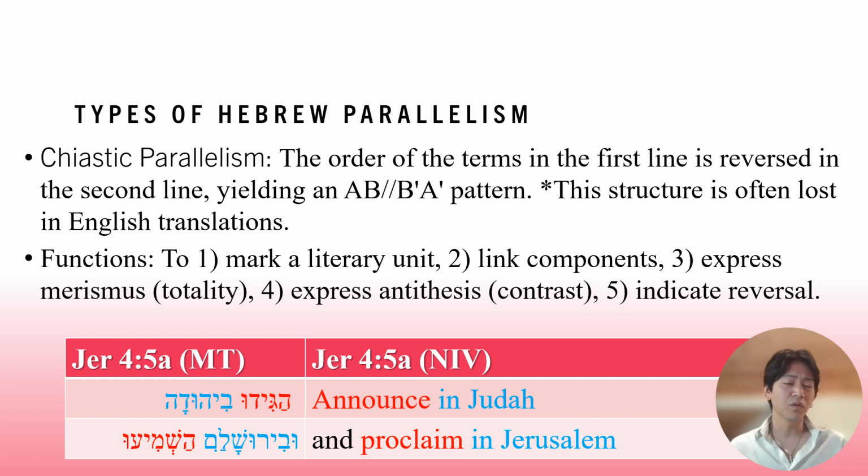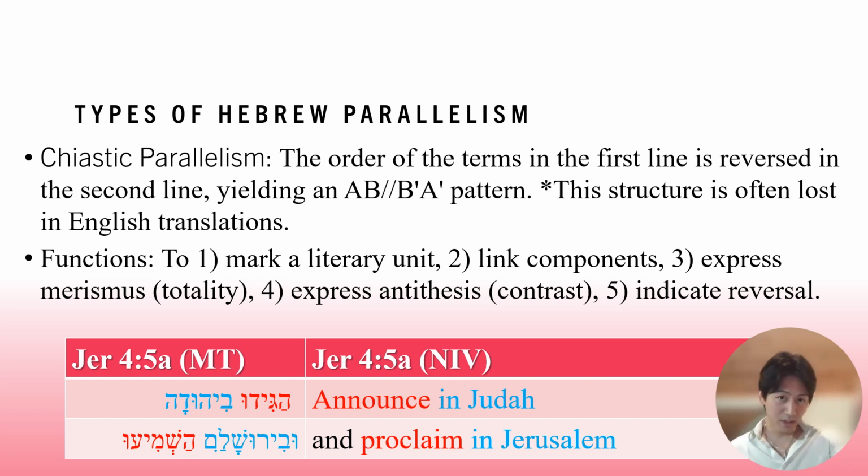A lot of people like identifying chiasm, even in Hebrew narrative or in Hebrew poetry, but seldom do they think about why there is a chiastic structure or what its intended purpose is. It seems like there are various functions as to why the biblical authors will employ a chiastic structure. These might be, one, to mark a literary unit, that is, these things are meant to be taken as one whole. Second, to link components.